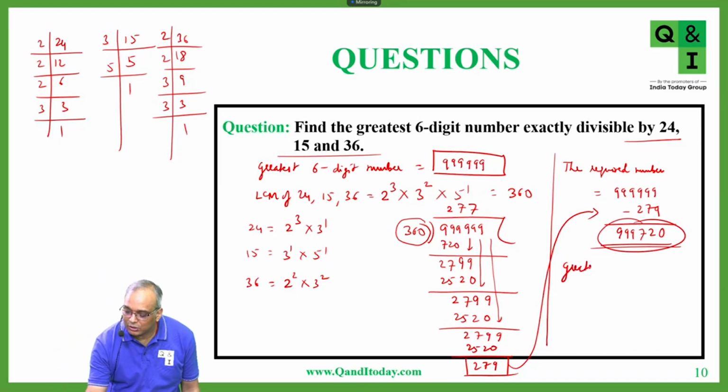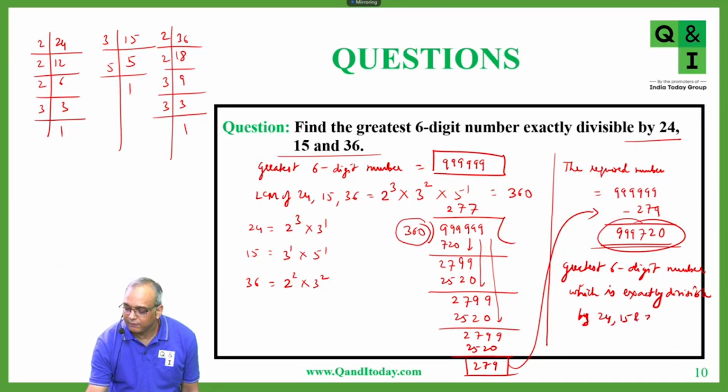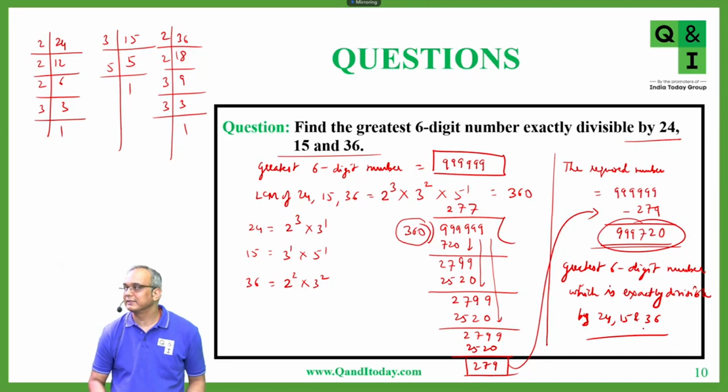So this is your greatest 6-digit number which is exactly divisible by 24, 15, and 36.